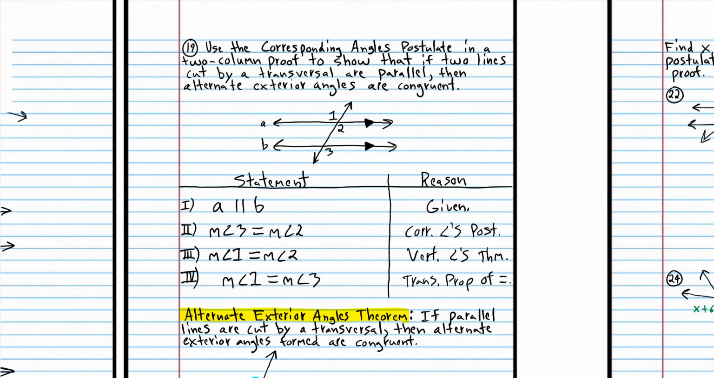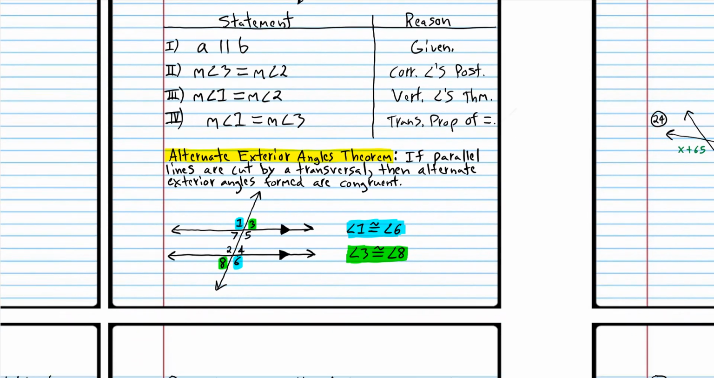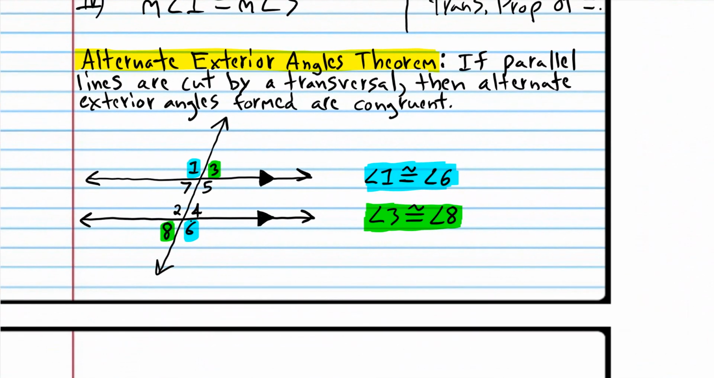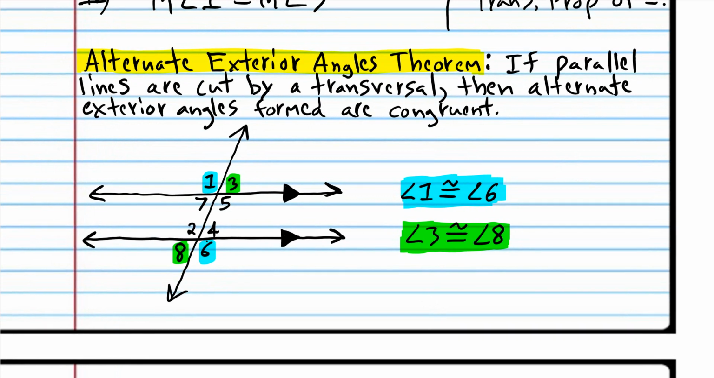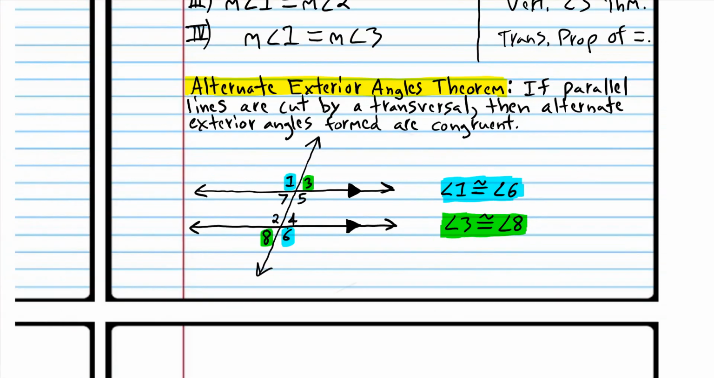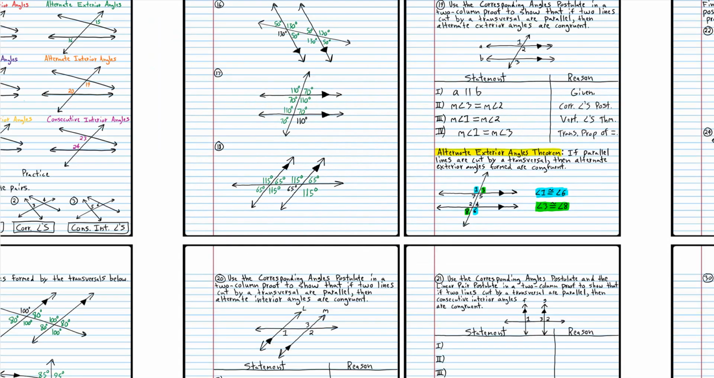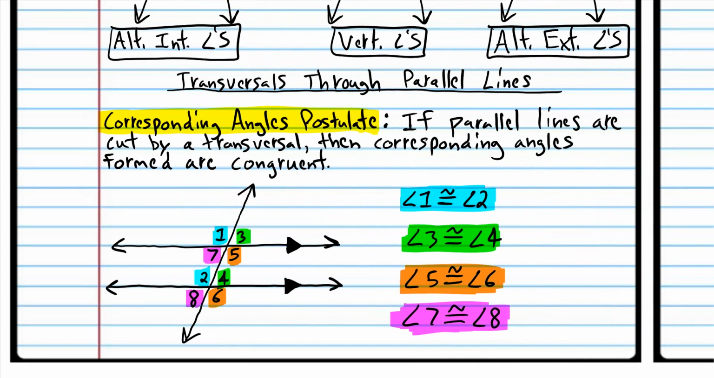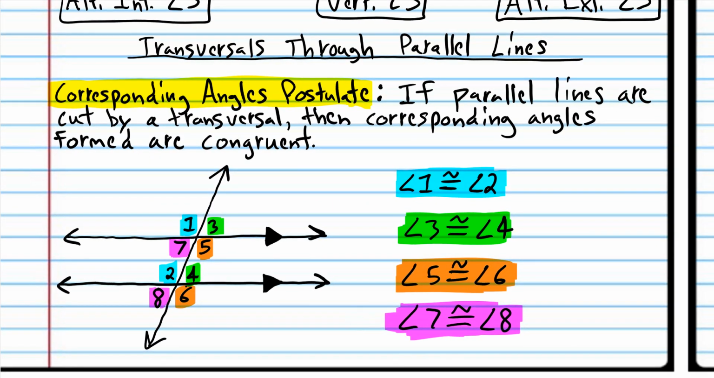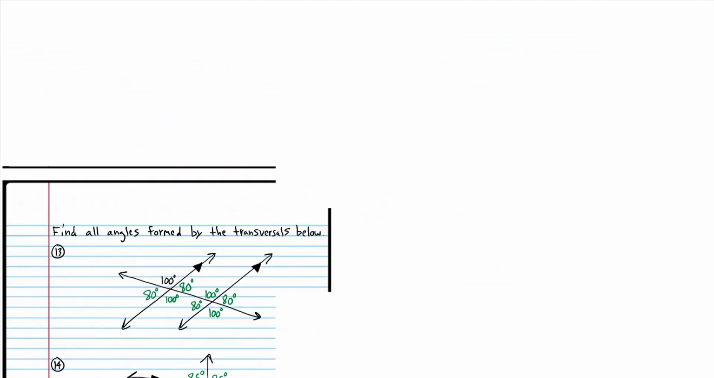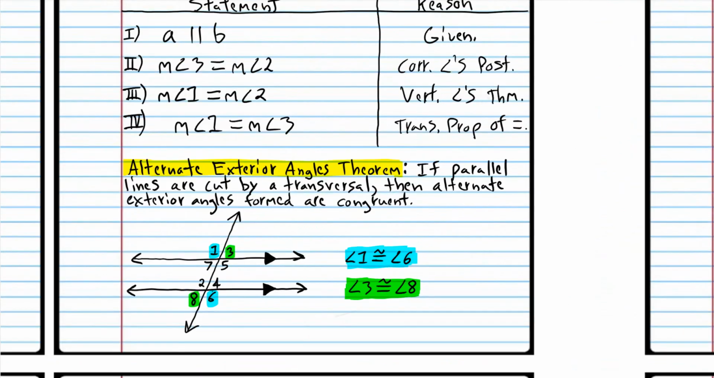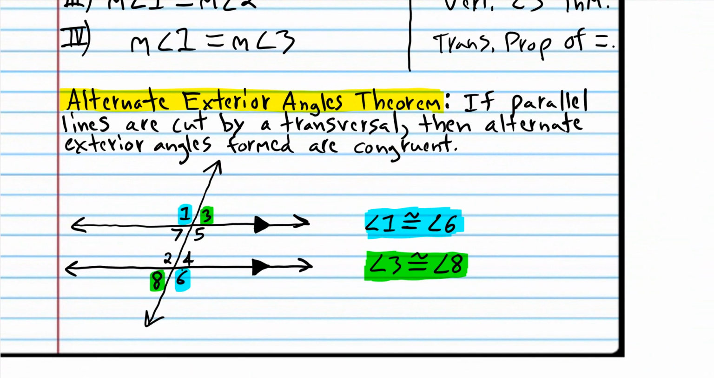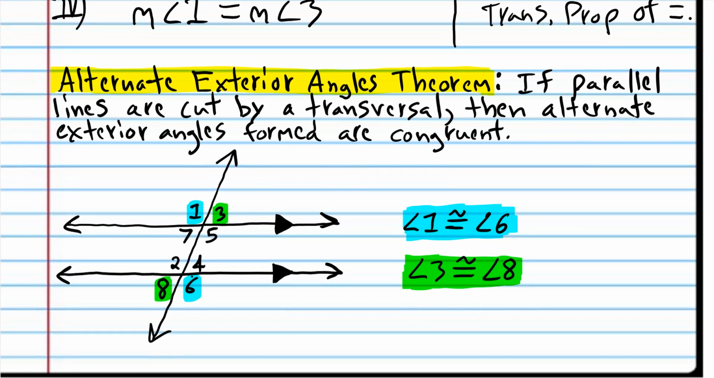All right, so that statement is a theorem. You can see here, that's a theorem because we had to prove it. The corresponding angles postulate, and you might want to get a screenshot of that. That first postulate that we learned that allowed us to do all these problems, that was not a theorem. That's just something we accept to be true. You might want to take a screenshot of that. But we just proved a theorem: alternate exterior angles are congruent. So you might want to take a screenshot of that.